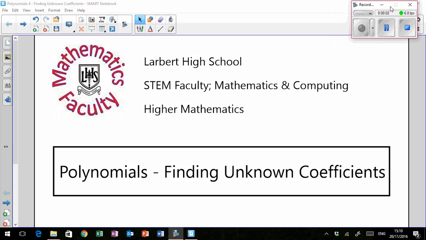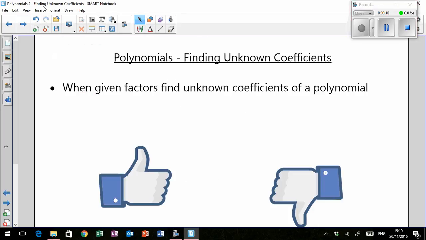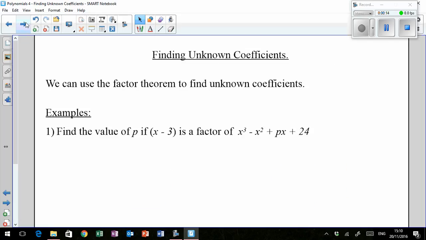Welcome to video 4 of the polynomials topic at Higher. What we're looking at today is, if you are given factors, finding unknown coefficients of the polynomial. Just one very simple skill, hopefully with quite a quick video for you. Can you get this into your notes from the screen, please?